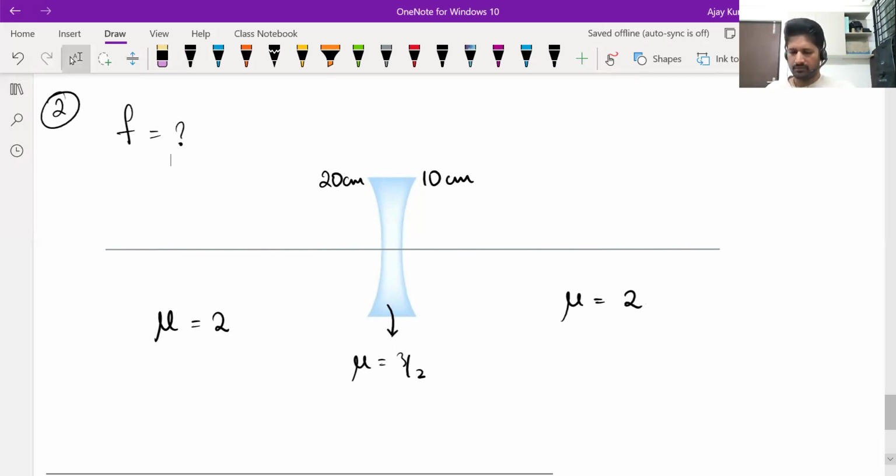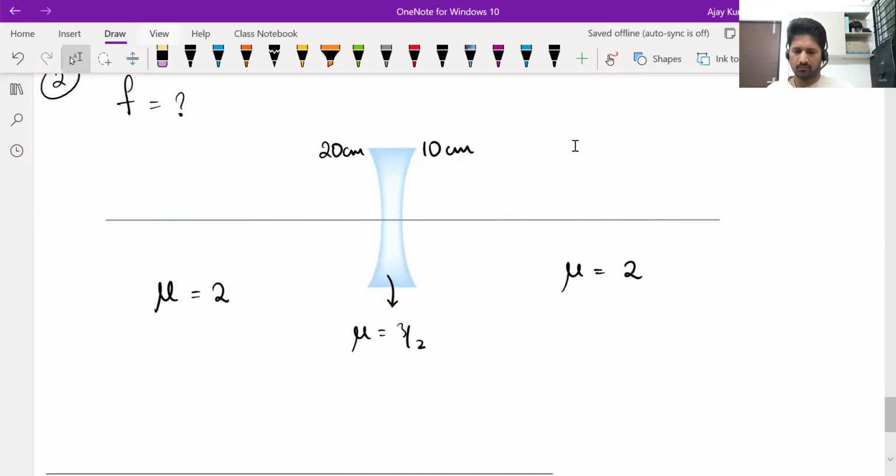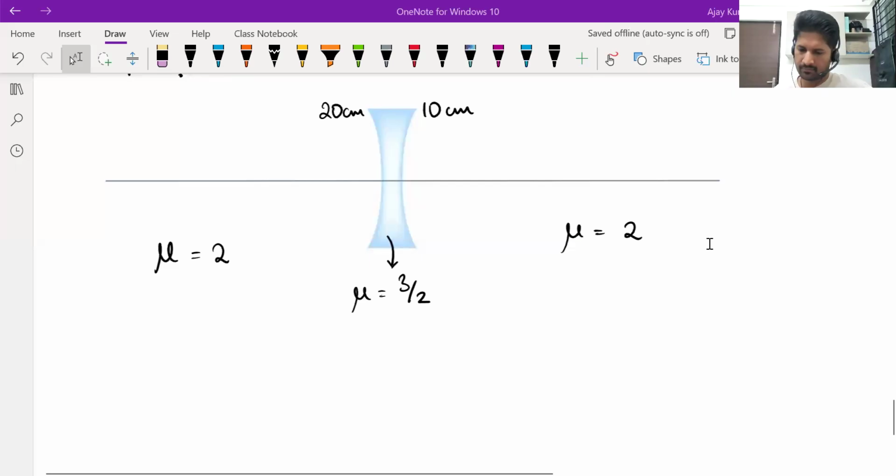Make it fast, solve carefully. Okay, I got one answer as plus 80/3 centimeters. Let's see. Rishi, unmute, we'll discuss. Yes, sir. Tell me the formula, lens maker formula. (n2 minus n1)/n1, left hand side first. 1 by f is equal to n2 minus n1.